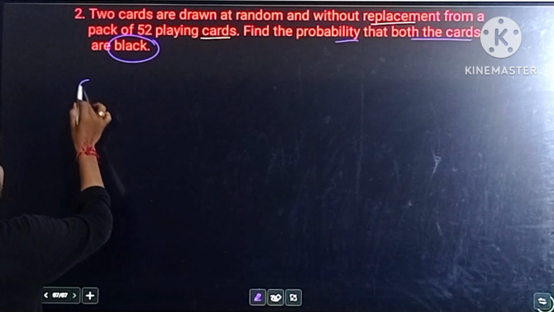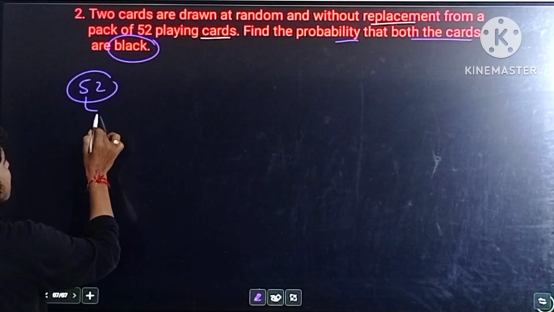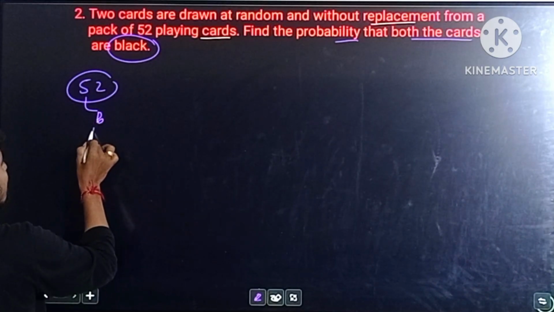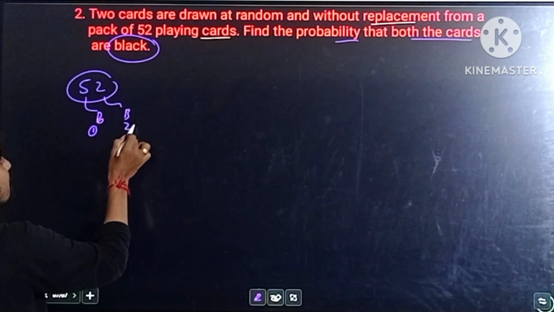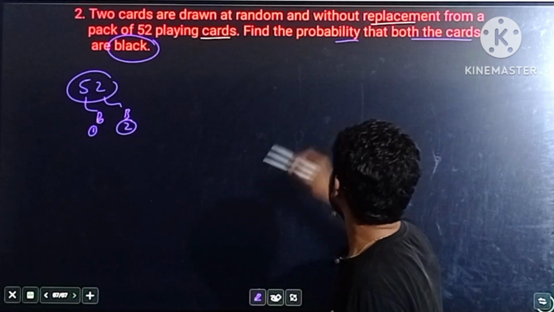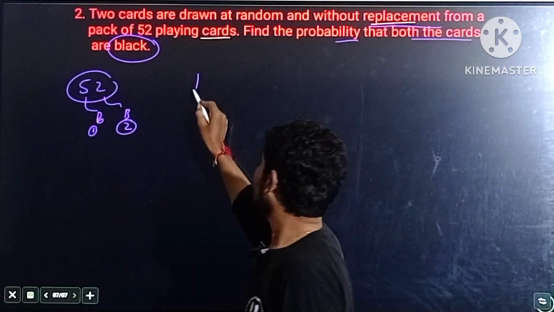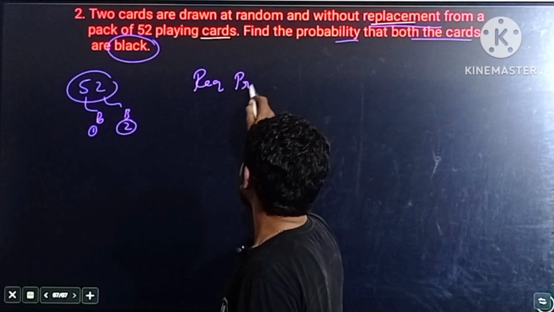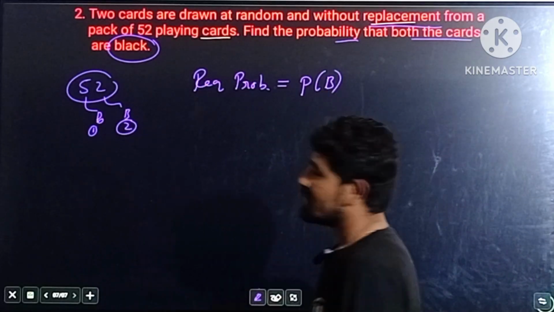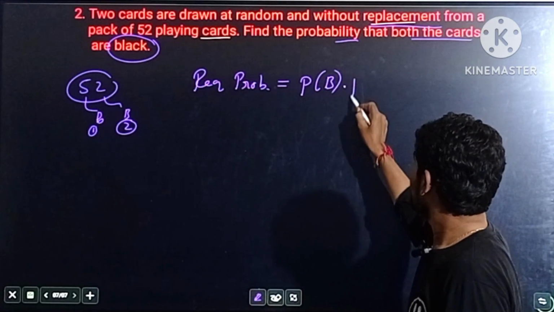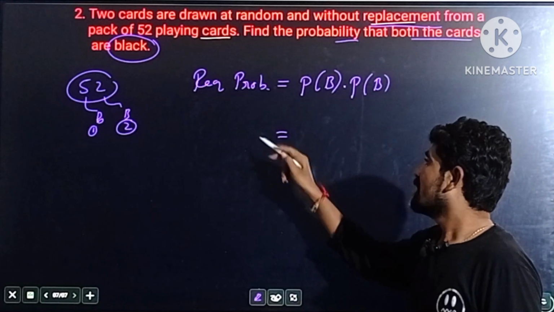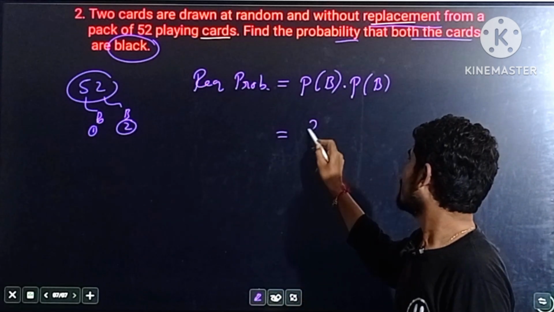See here, from the 52 playing cards, he is taking two cards. What is the probability that the first card is a black card, and what is the probability that the second card is also a black card? These two cards are drawn without replacement. Therefore, the required probability is the probability that the first card is black and the second card is also black.